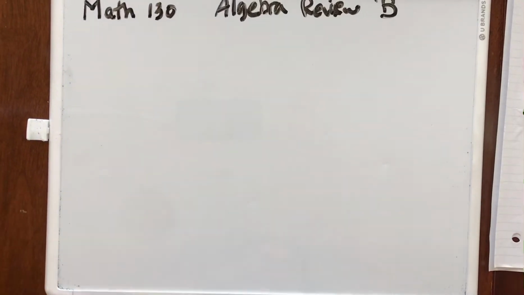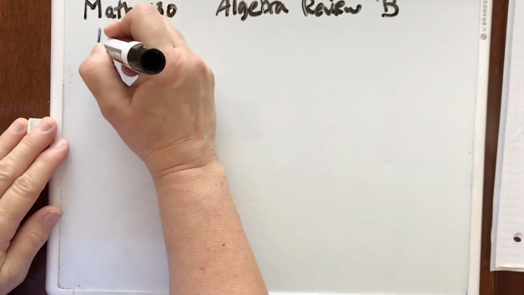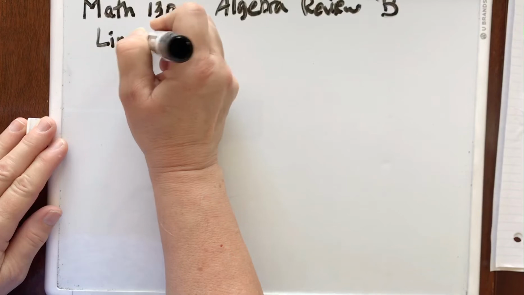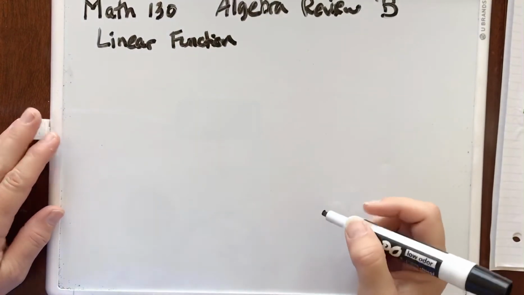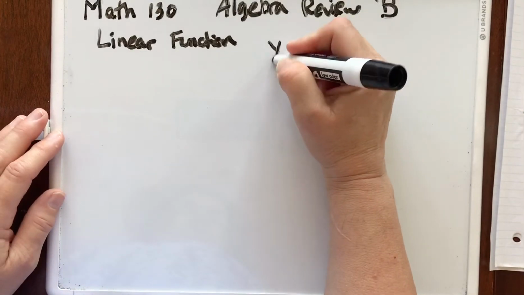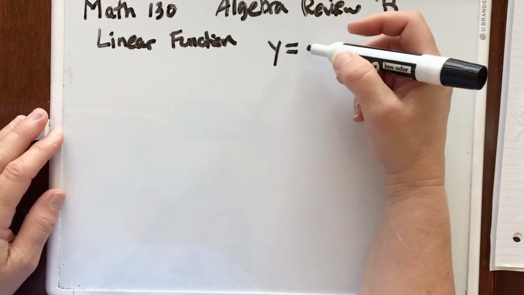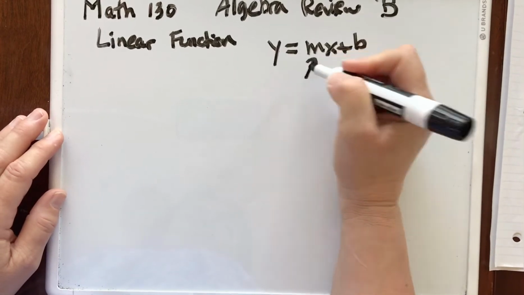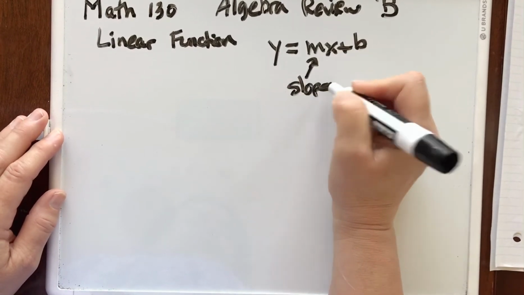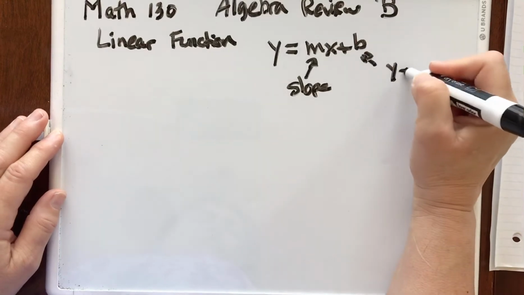Okay, I'm back. We're going to look at linear functions now. You've seen this, probably since junior high. We're just going to do a quick review. We know the equation of a line is y equals mx plus b, where m is the slope and b is the y-intercept.